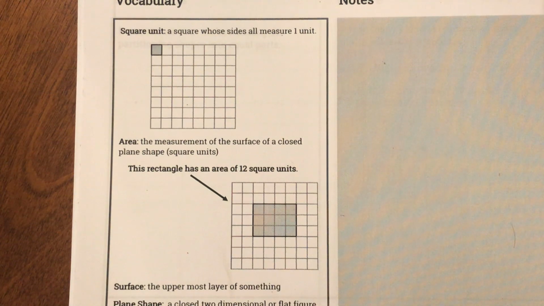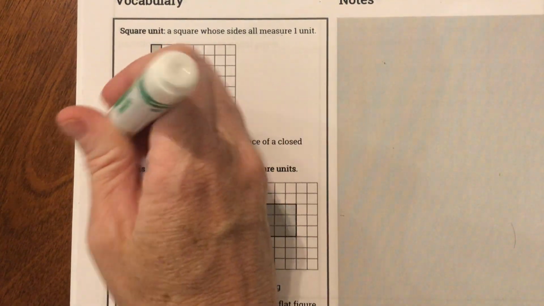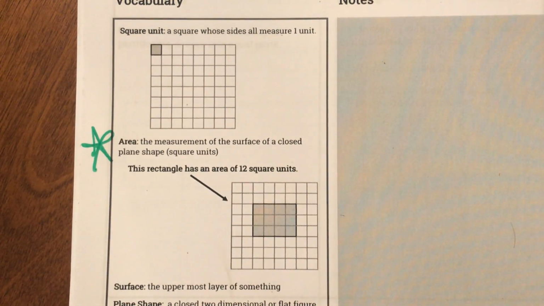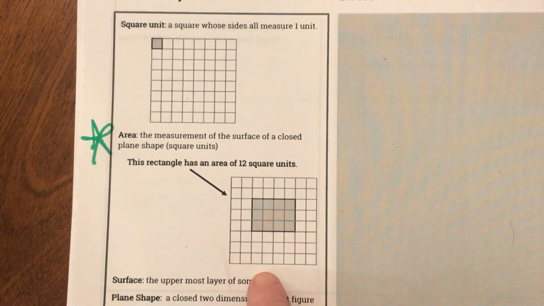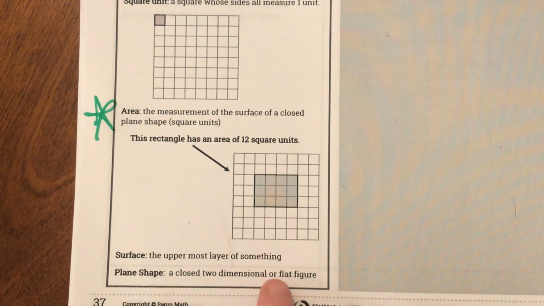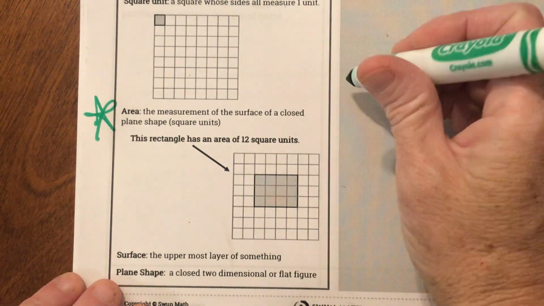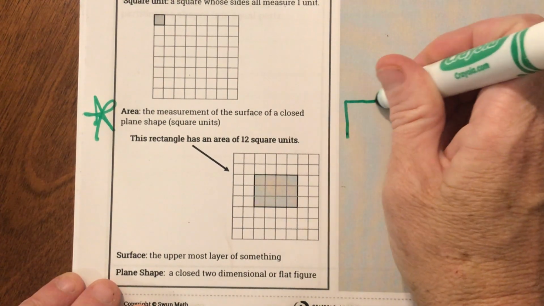Okay, area is a big thing. This is what we're doing. Area, so I'm going to put a star by it. It says area is the measurement of the surface of a closed plane shape in square units. That's a little bit confusing. What it means when it says a plane shape, down here it just says it's a closed two-dimensional or flat figure.